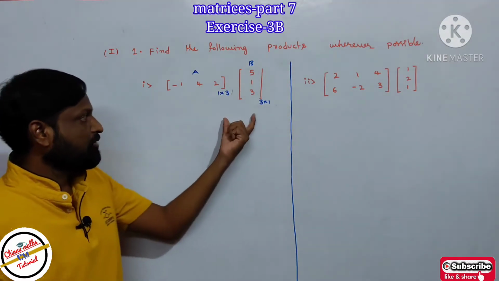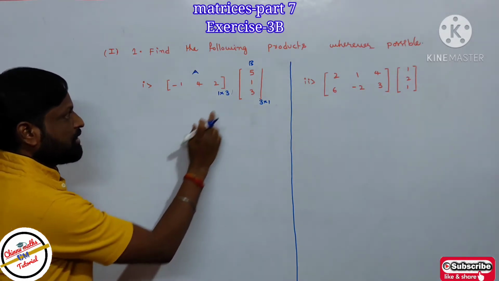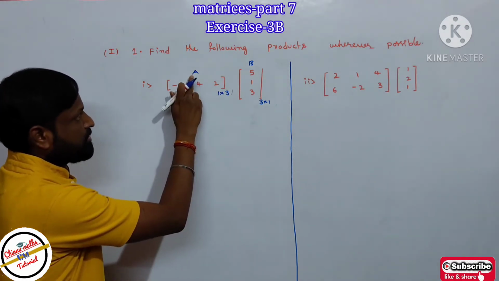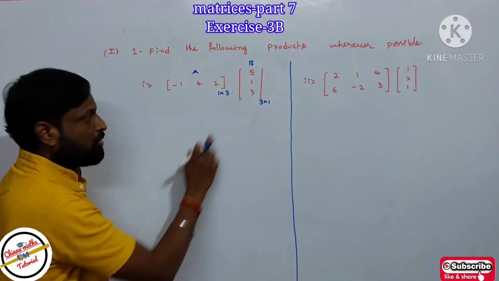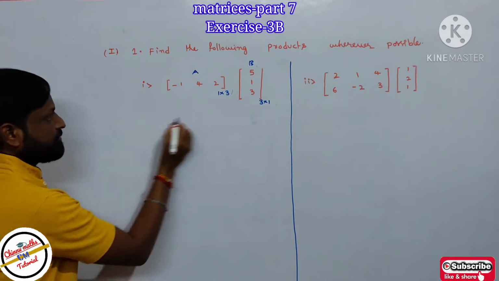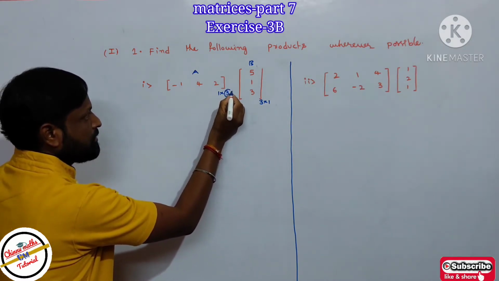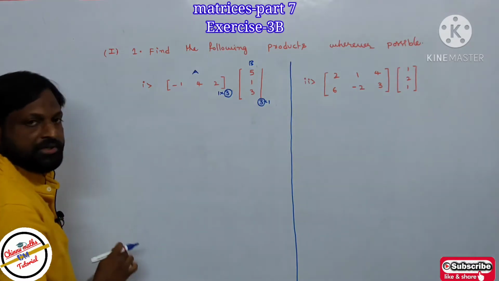Before going to the product, first verify the condition. Is the condition satisfied or not? What is the condition? The number of columns in matrix A should be equal to the number of rows in matrix B. If both are equal, then the product exists. So here, columns and rows both are equal, the condition is satisfied.